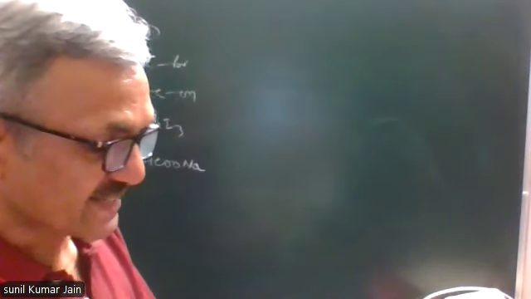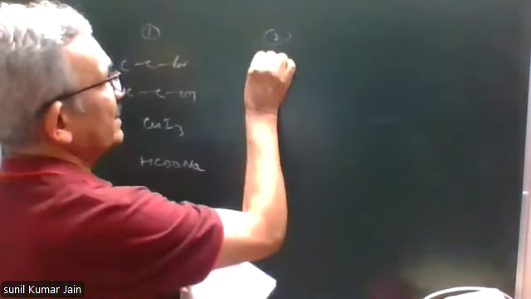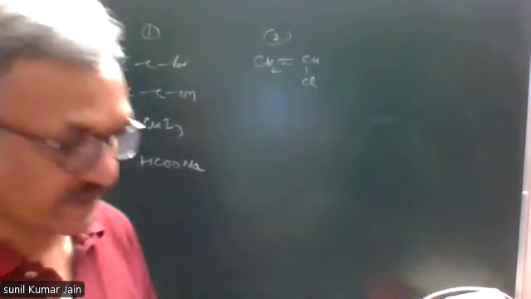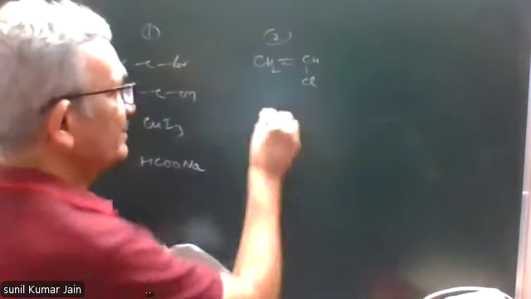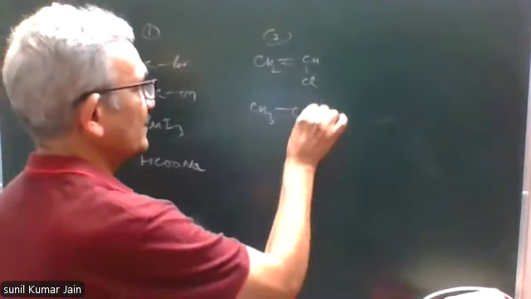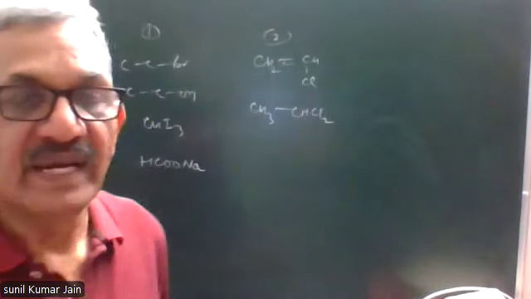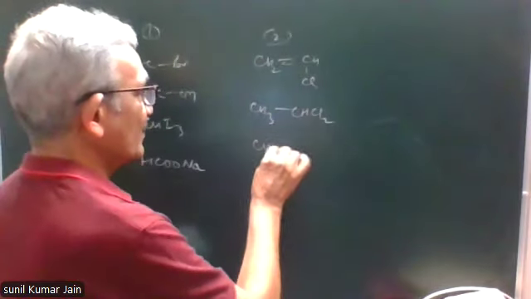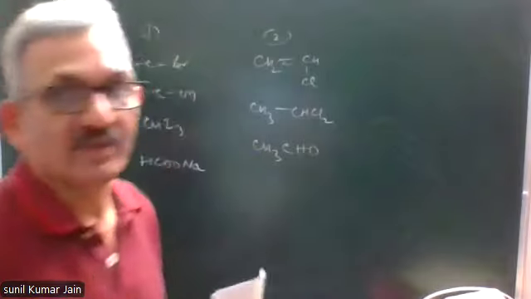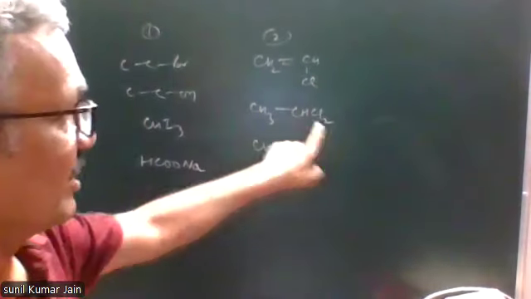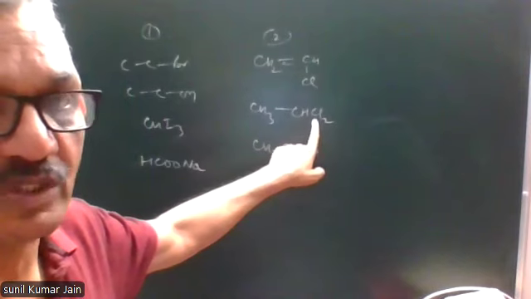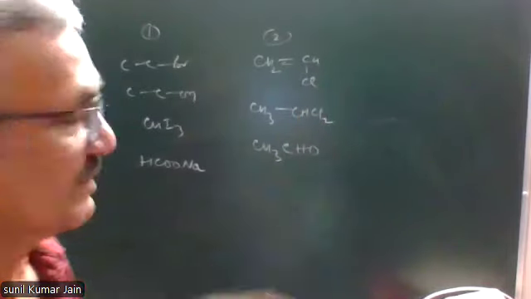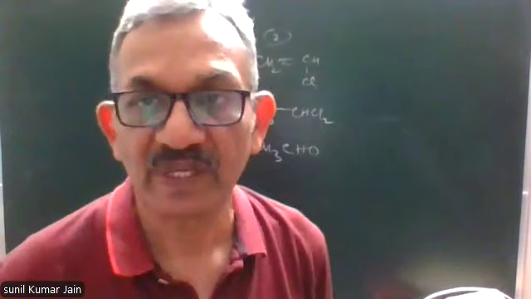Second sequence, acetylene with HCl gives chloroethene. Further reacts with HCl to give 1,1-dichloroethane. Addition is according to Markovnikov rule. With aqueous NaOH, both chlorine atoms will be replaced by OH groups. 2 OH on the same carbon will be unstable. It will lose water and will give ethanol as the final product.